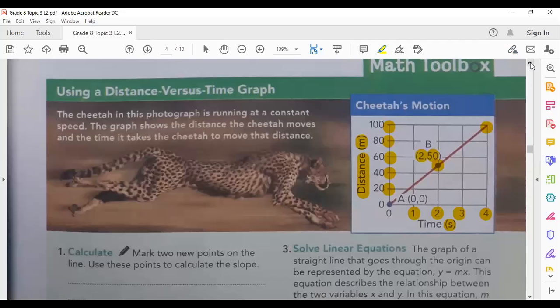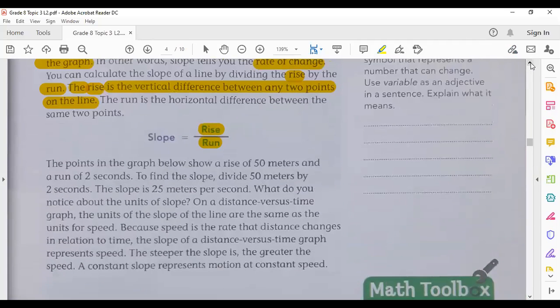Look here again. The rise, please highlight it, is the vertical difference between any 2 points on the line, and the run is the horizontal difference between the same 2 points. Please, it's a very important point. When you calculate the rise, you choose 2 points on the vertical. The run is the horizontal difference between the same 2 points.